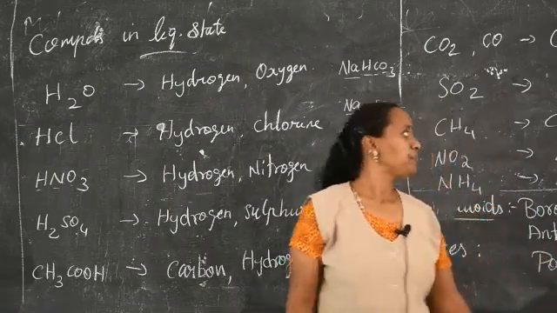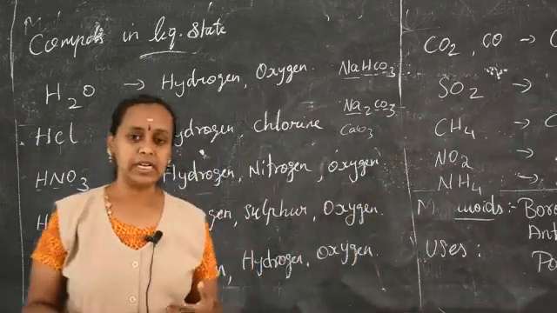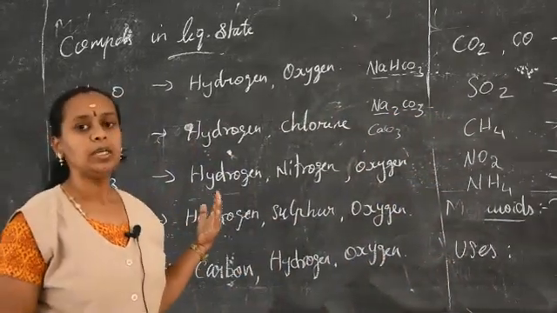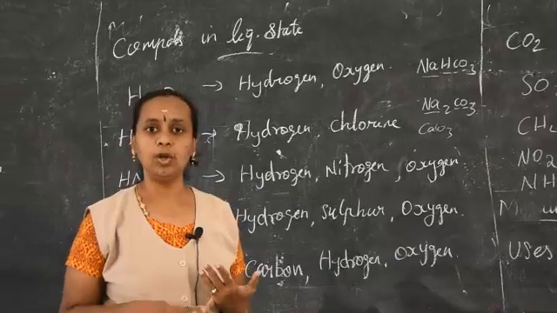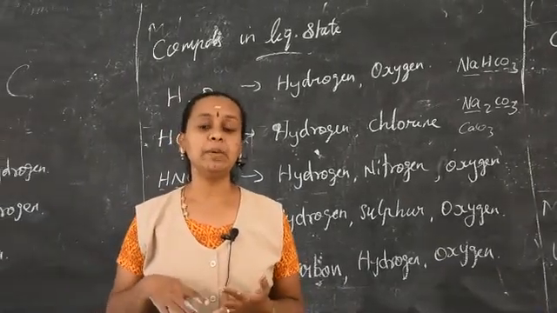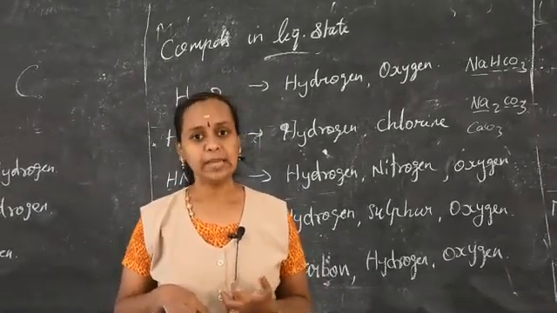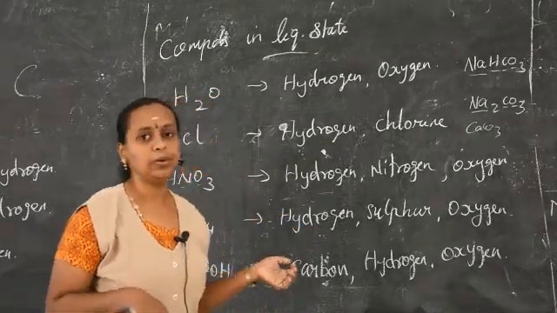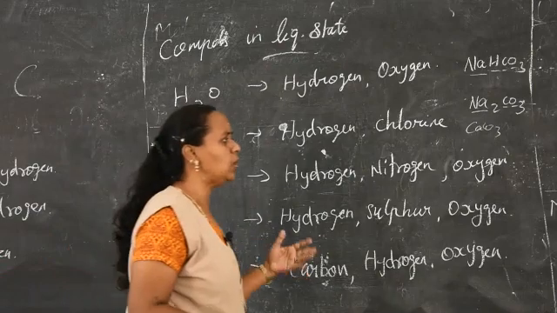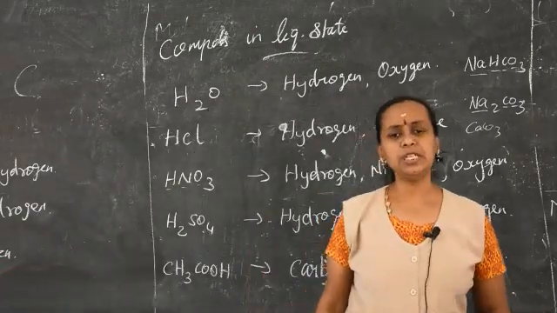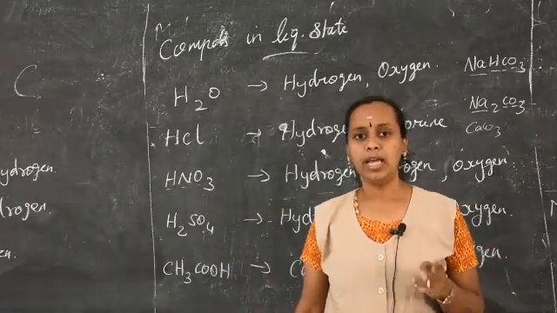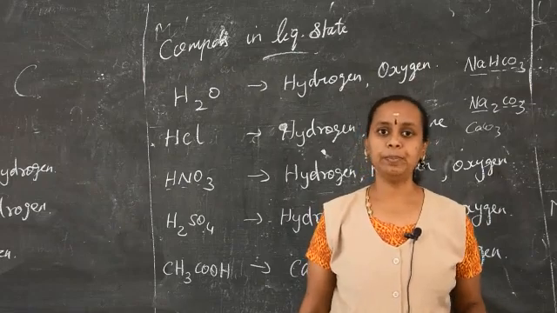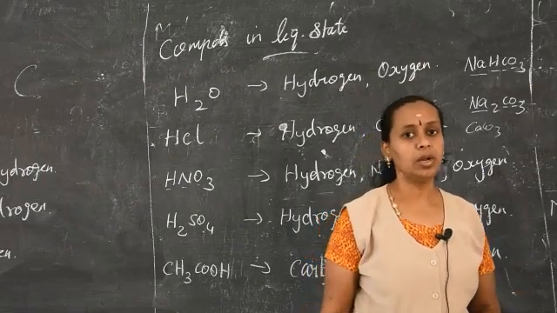So now we can recall what things we studied in this class. We studied about the uses of metals and non-metals, as well as the metalloids, which are also called semi-metals, and their uses. And also we studied about compounds. What is a compound? A pure substance which is made up of two or more elements in a fixed ratio, by a chemical combination. That is called a compound.